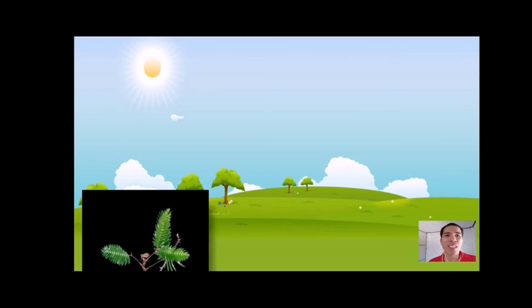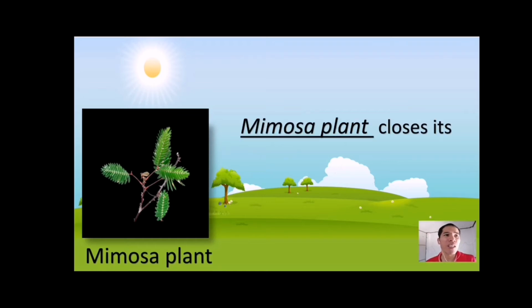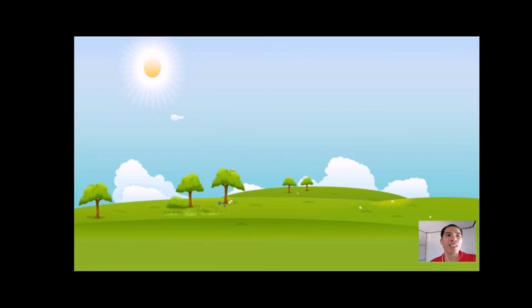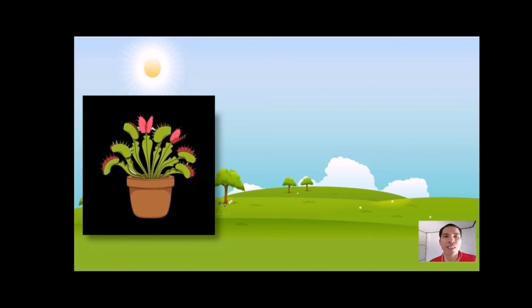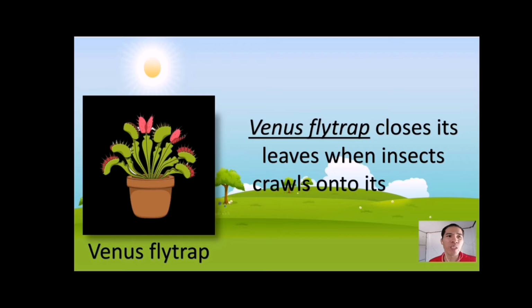Now what else? What plant is that? You are correct. That is a mimosa plant. Mimosa plant closes its leaves when it is touched. How about this? You are right. That is a Venus flytrap. Venus flytrap closes its leaves when insects crawl onto its leaves.